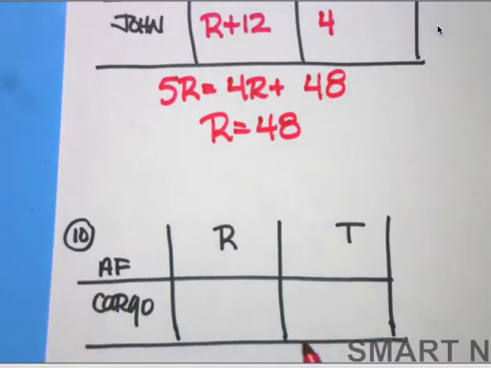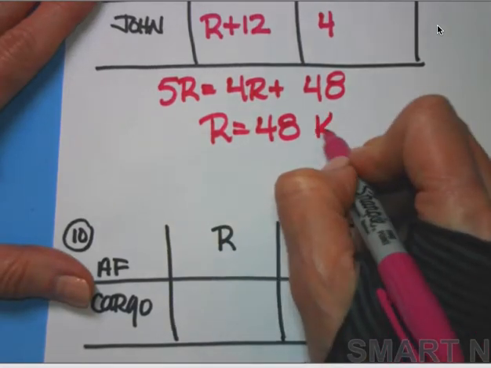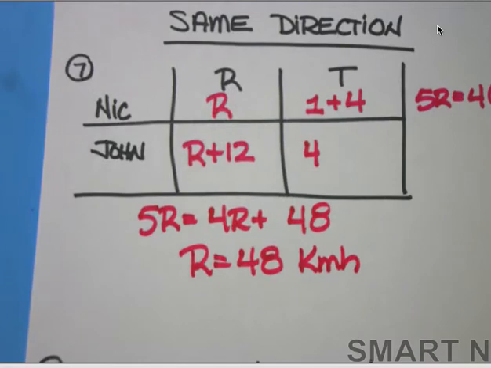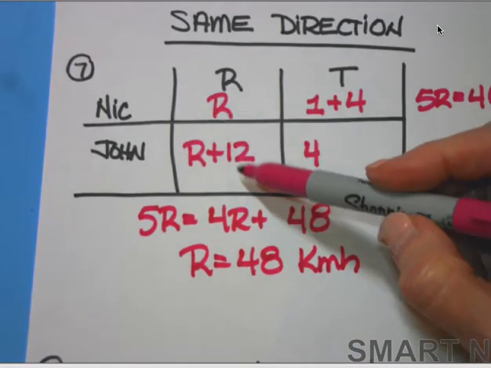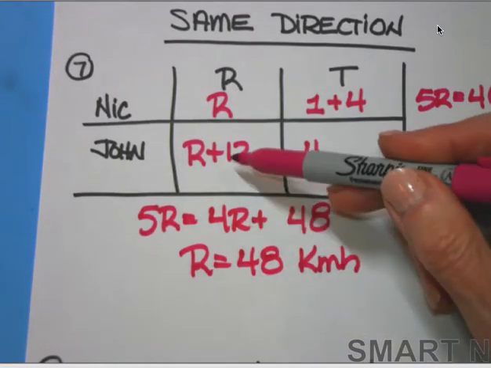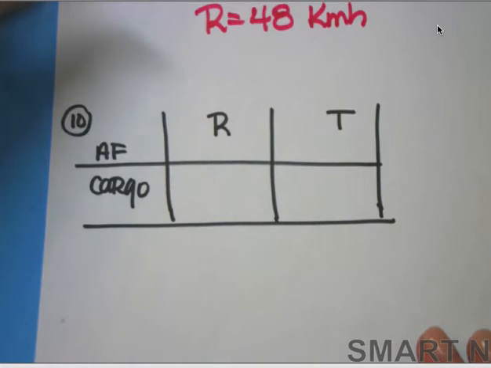And this is, let's see, number 7 is in kilometers. Yeah, this is kilometers per hour. 48 kilometers per hour would be Nicole's rate, and then his rate would be 60. He would be traveling at 60 kilometers per hour, adding 48 and 12 together. Let's move on and look at number 10.